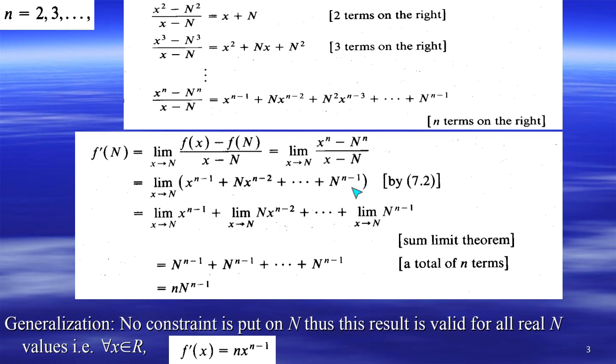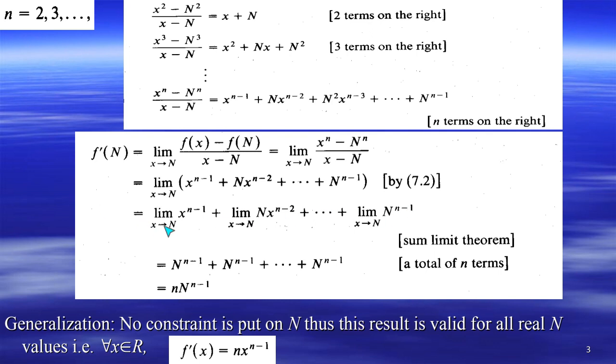we just distribute the limit inside the parentheses, like the limit when x goes to N of x to the power n minus 1 plus the limit when x goes to N of N times x to the power n minus 2, etc. And at the end, the limit of N times N to the power n minus 1. And we add them up.